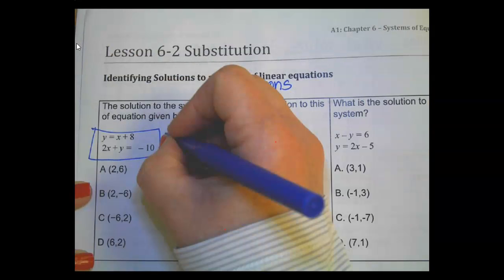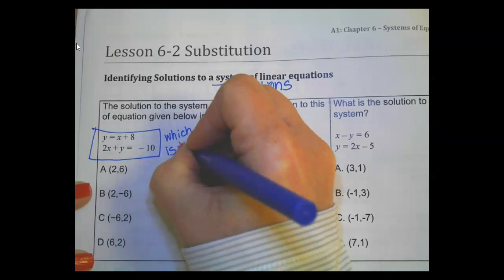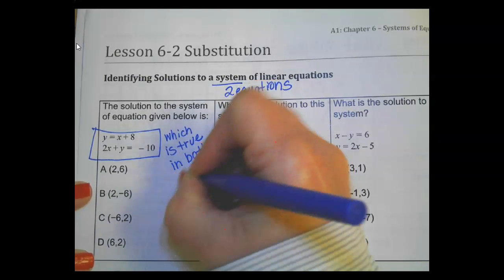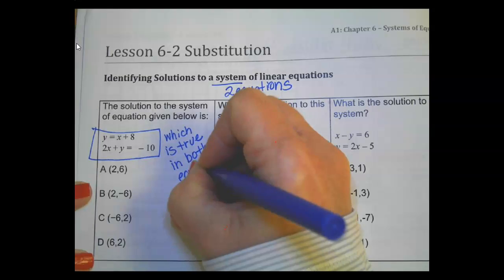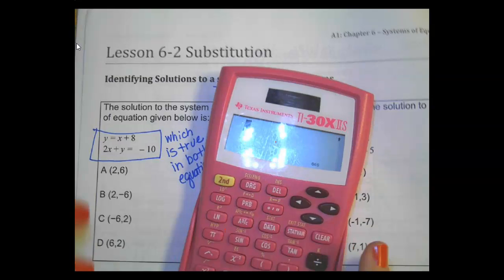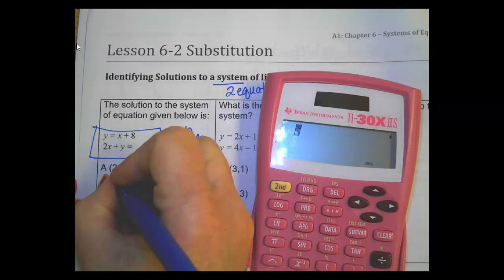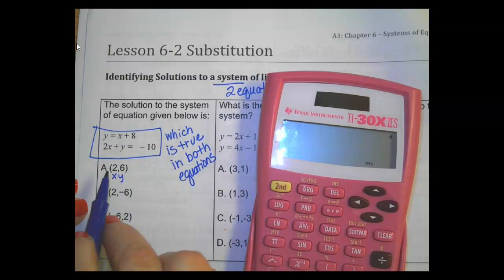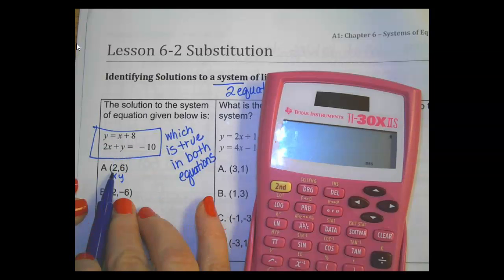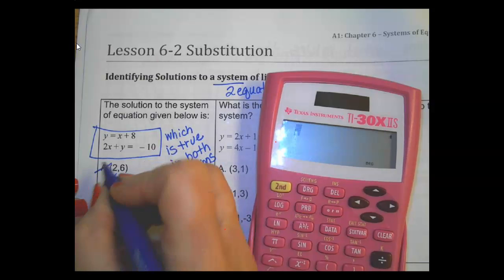Which is true in both equations? And we did this with our last assignment, our last chapter. So here, remember this is x, y. So basically I could just do this real quick: is 8 plus 2 equal to 6? That's false. So he's out.